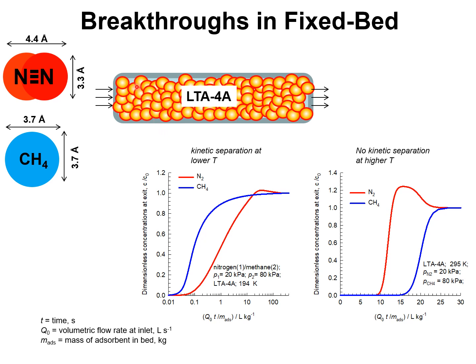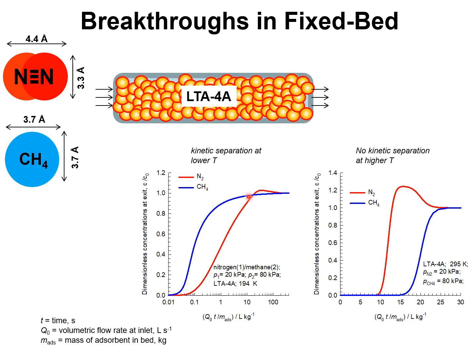So far, we have been examining transient uptake within a single particle. Let us turn our attention to breakthroughs in a fixed bed adsorber in which a feed mixture is introduced at the inlet, and we look at the gas compositions at the exit. The results of the simulations of breakthroughs for 20/80 mixtures of nitrogen and methane at a total pressure of 100 kilopascals are shown here for a temperature of 194 Kelvin, corresponding to the temperature used in the Hapgood uptake experiments.